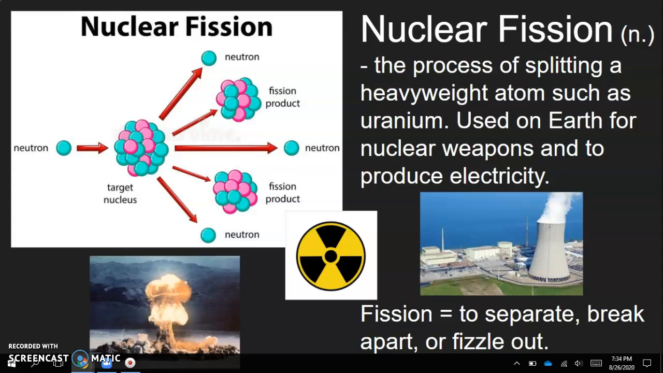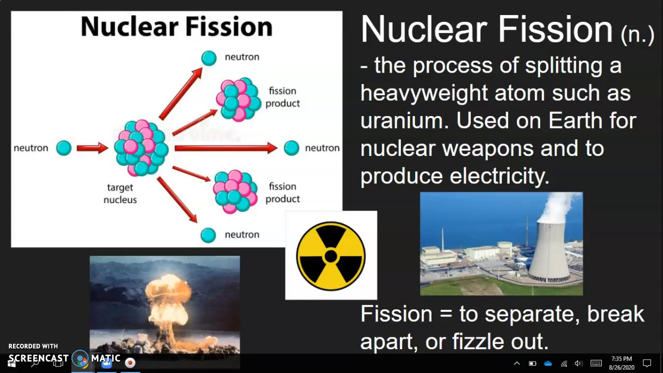So if fusion is coming together, fission is going to be breaking apart. Okay, this is the process of splitting a heavyweight atom, such as uranium. This is used on Earth for nuclear weapons and to produce electricity. So fission just means to separate, break apart, or fizzle out. What happens with nuclear fission is actually what happens in nuclear reactors.